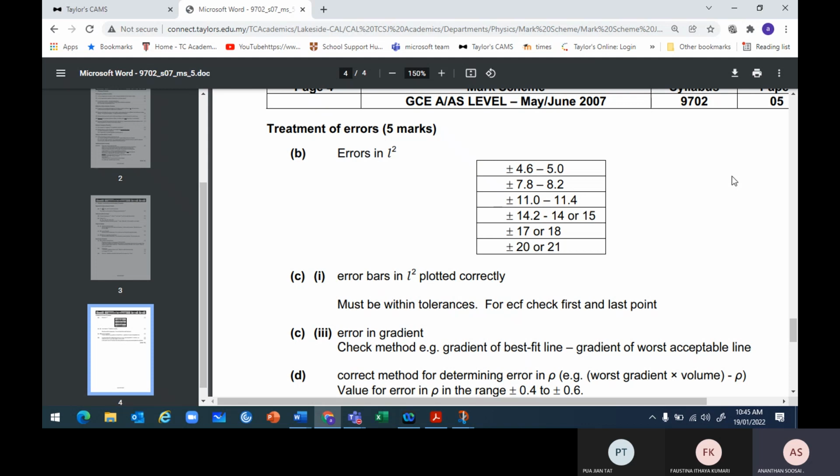After you draw your best fit line and worst fit line, just raise up your hand. Let me have a look at your best fit and your worst fit. Draw the graph. After you're done, don't proceed yet. Just let me see your graph first.